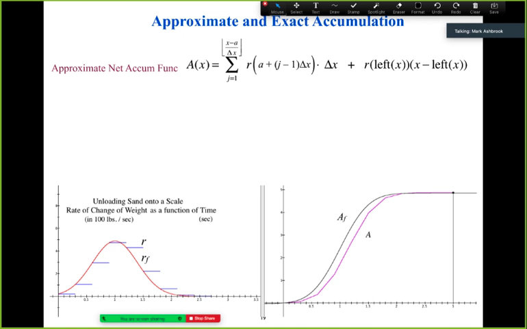So here's our approximate net accumulation function. That's the one we built today. So what's the exact net accumulation function? That is the integral, right? And we said this is essentially the same as this with a really small delta x, right? This is the exact same thing as this with a really small delta x.